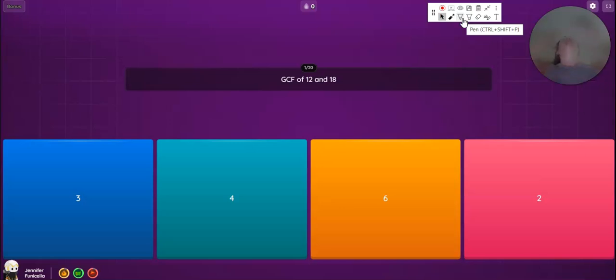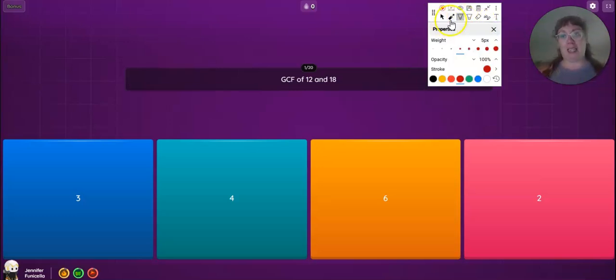So you can see I have question 1 pulled up and we're going to be looking at finding the GCF and then also factoring trinomials. So this first one is looking for the GCF of 12 and 18.